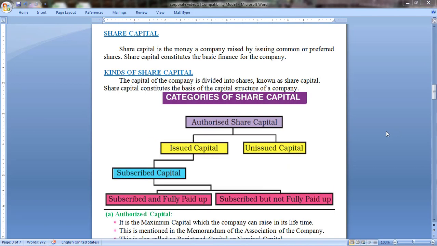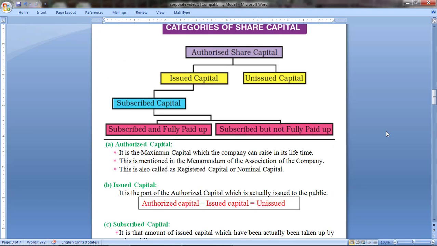Next one is kinds of share capital. So we know share capital is the capital raised by the company by means of equity shares or preference shares. Sometimes it will issue the shares of sweat equity, that is the founder shares. Share capital constitutes the basic finance for the company. So it is the major component of the liabilities of a company. It is broadly classified into authorized share capital, issued capital, subscribed capital, called up capital and paid up capital.